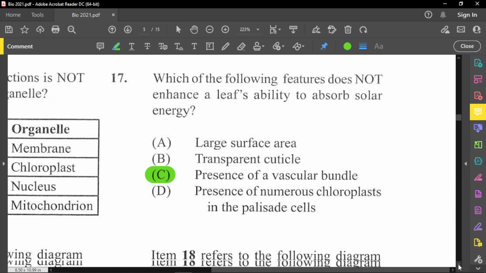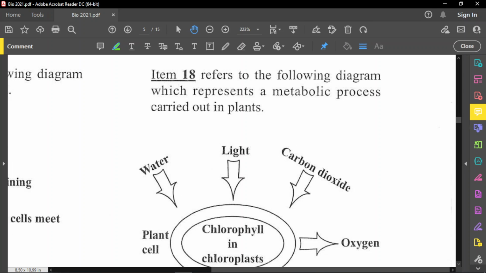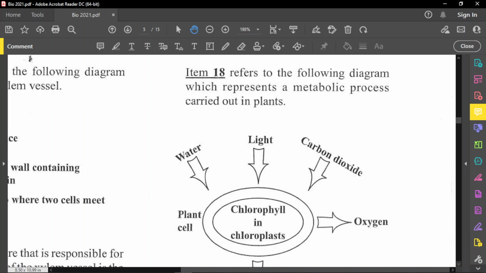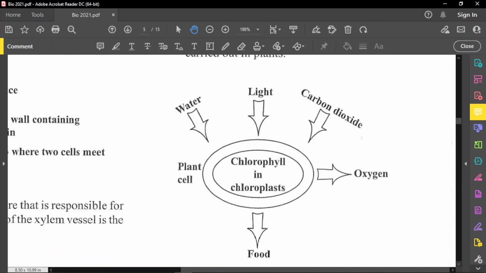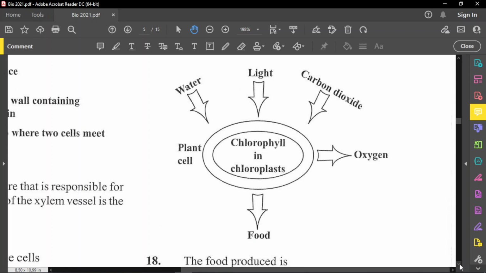Okay? All right, so let's go to question number 18 at this time. Let's take our time, zoom into that. All right, so question number 18 refers to the following diagram, which represents a metabolic process carried out in plants. All right, so let's go up to the diagram a little bit more. And here we have water going in, we have light going in, and we have carbon dioxide going in. So we have three things going in. And if we see these three things going in, and you have food coming out and oxygen coming out, we definitely know that this is photosynthesis, okay? So let's bear in mind that number 18 is photosynthesis.